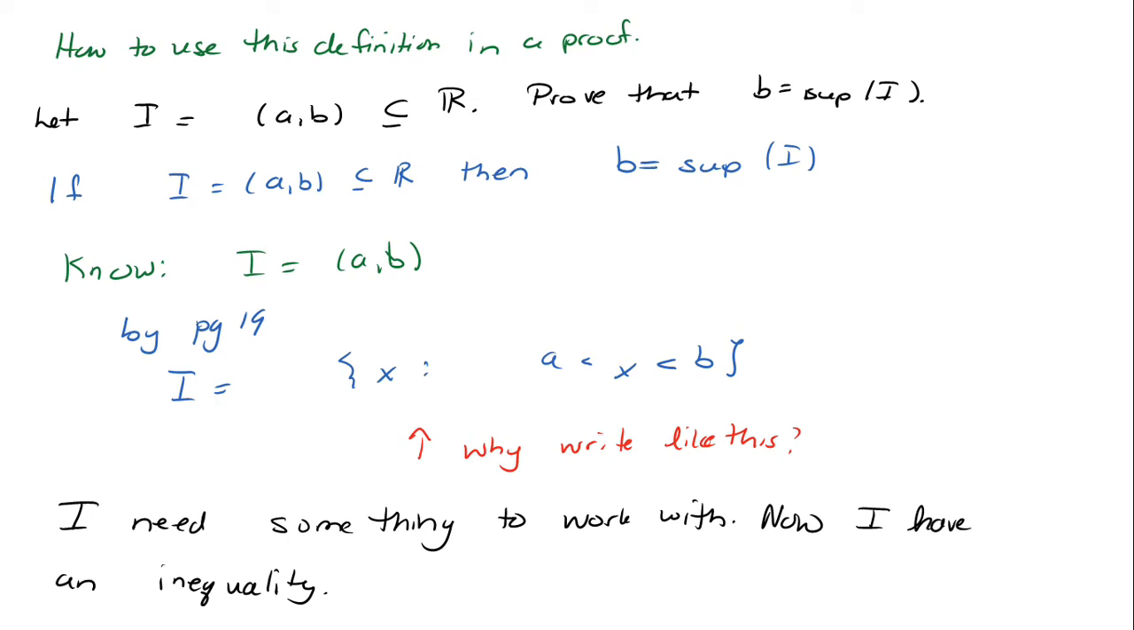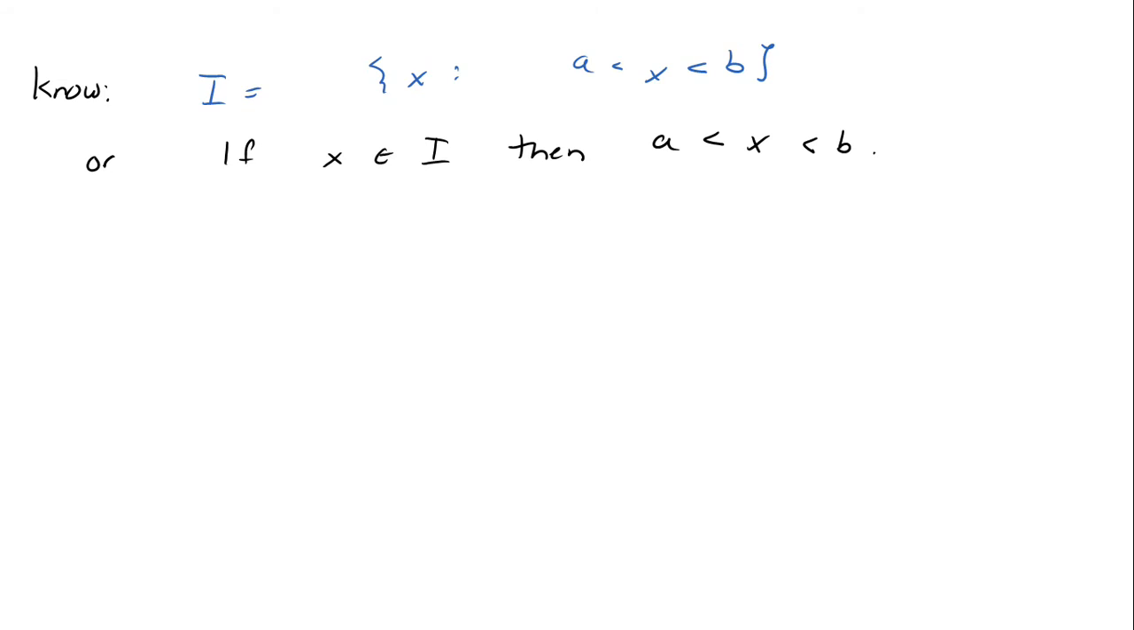Now I have an inequality where before I just had this open interval, which I can visualize, I can understand, I can pull out the sup for you, but I have nothing to work with. So now I have something to work with. It's an inequality. So I'm going to take my know and then rewrite that thing as an inequality. And this should really be if and only if. x is in I if and only if x is between A and B.